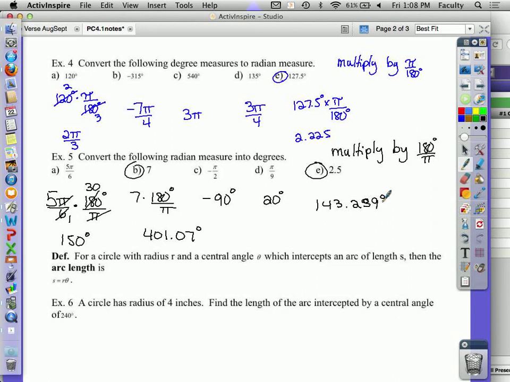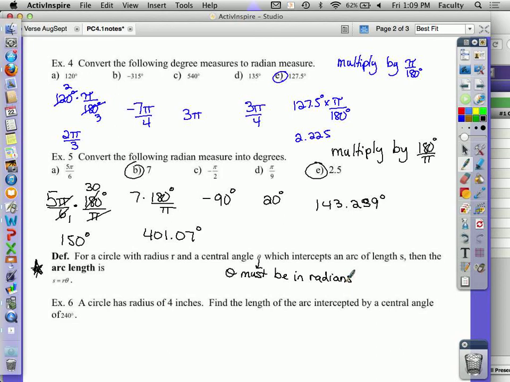All right, any questions on example 4 or example 5? Going back and forth. Pretty easy? All right. This next definition is huge. This I have seen on the ACT, and they don't give you the formula. You're supposed to be bringing that in your base knowledge. So it says, for a circle with radius r and a central angle theta, I need you to write a note here. Theta, for this formula to work, must be in radians.